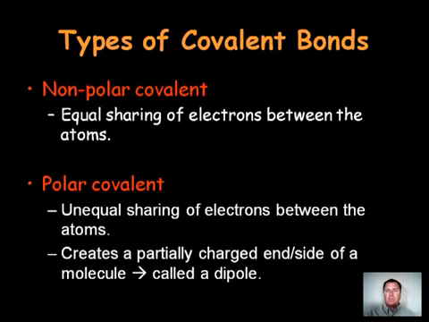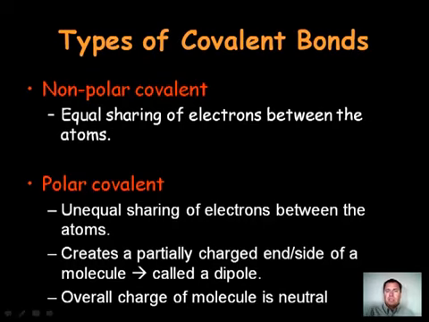What this does is create a partial charge on both sides of them. The side that holds on to electrons more has a more negative charge, and since the electrons have been dragged over there, the other side is slightly positive. This is called a dipole, di meaning two poles: a slightly positive side and a slightly negative side. Overall, the molecule is neutral, because the positive equals the negative.